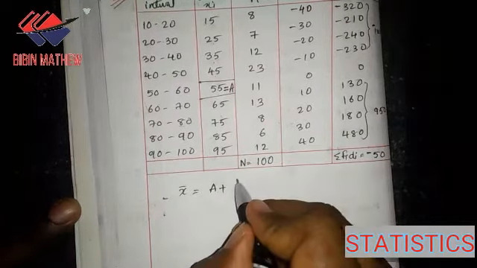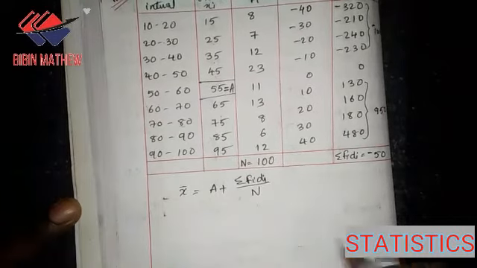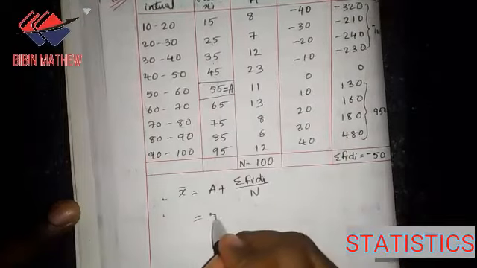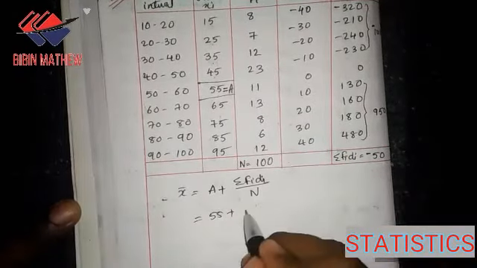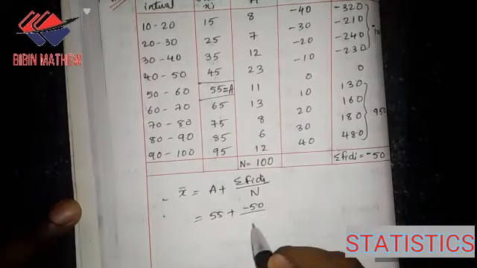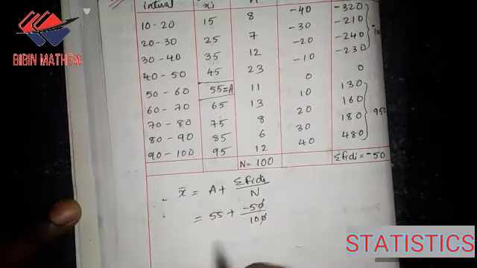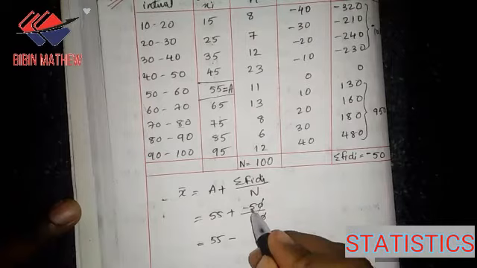A plus sigma fi di divided by n. So what is your assumed mean? It is 55 plus sigma fi di, which is minus 50, divided by 100. n is 100, the two zeros get cancelled. 55 plus and minus, it becomes minus.